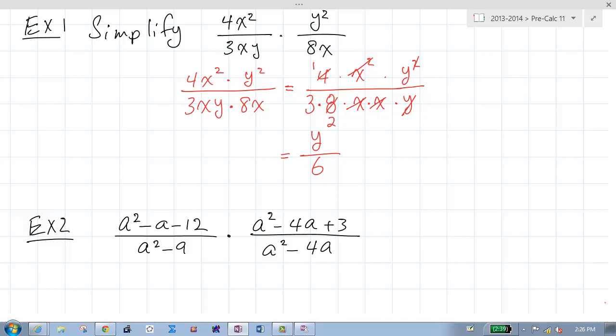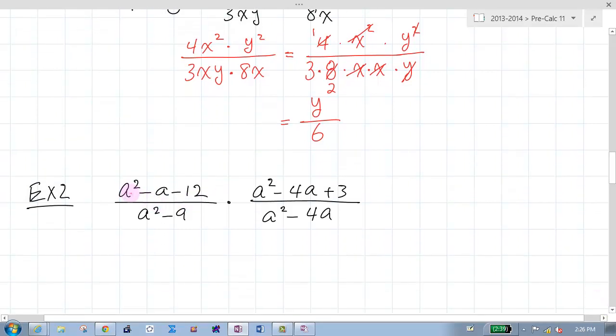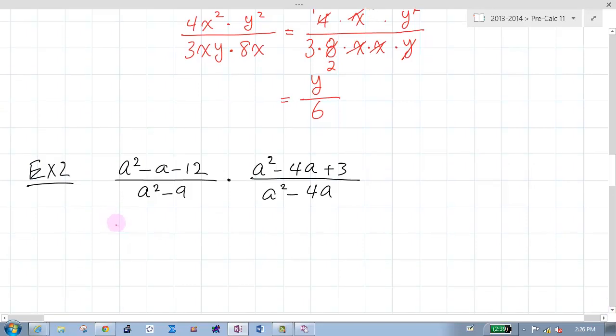So now I have a multiplication of 2 fractions with more than just factored terms. I have a squared minus a minus 12 divided by a squared minus 9, multiplied by this second fraction, a squared minus 4a plus 3 over a squared minus 4a, and I need to simplify this. So our first step was to factor everything, right? So that's what we're going to do. Factor everything completely.